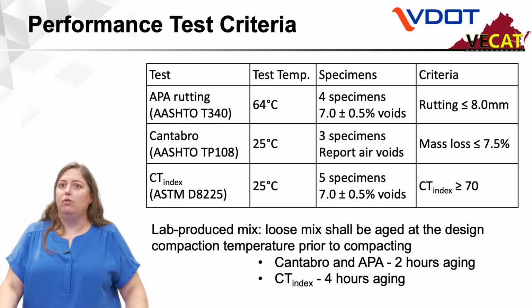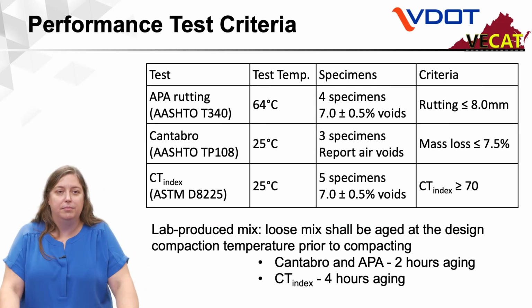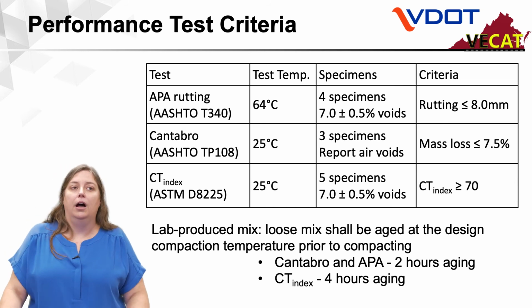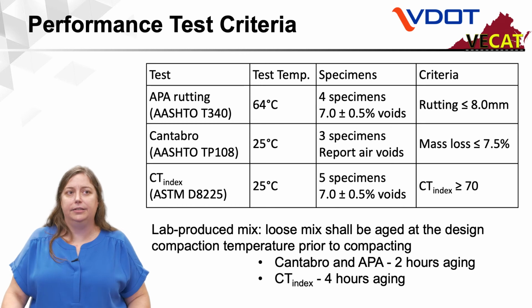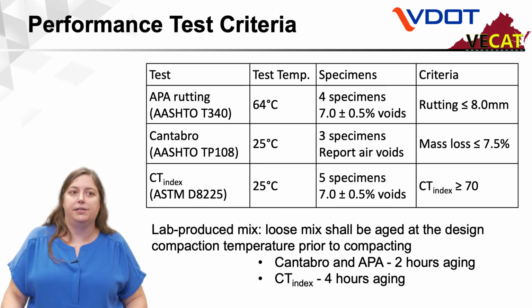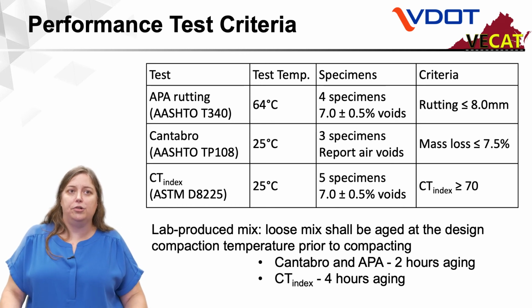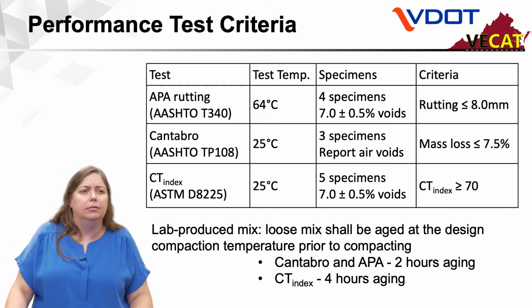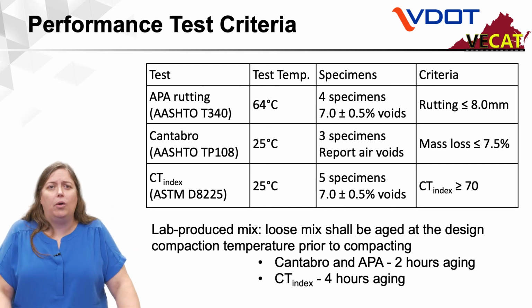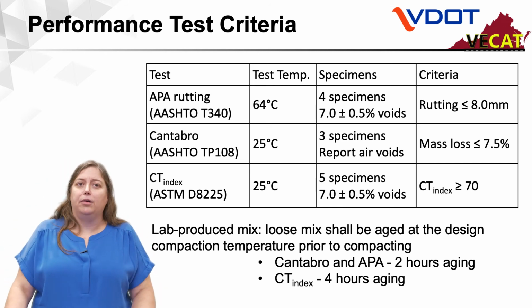So Virginia's performance test criteria are pretty simply laid out in a table. You'll see the APA Rutting, Cantabro, and CT index tests, and the AASHTO or ASTM designations, the test temperatures, how many specimens are generally produced in order to perform the test, along with the required air voids, and the criteria.